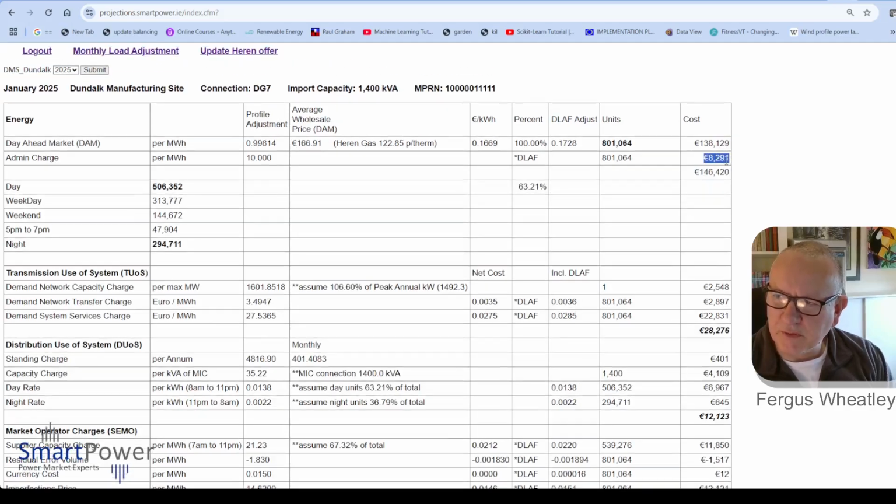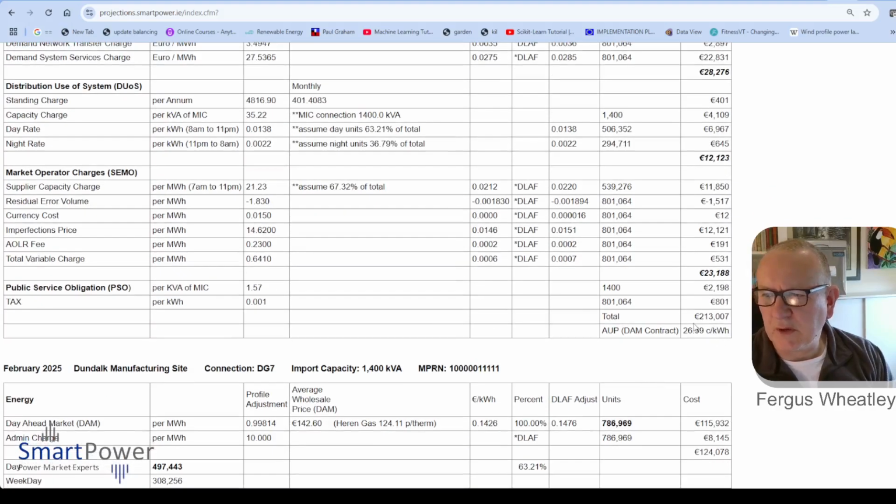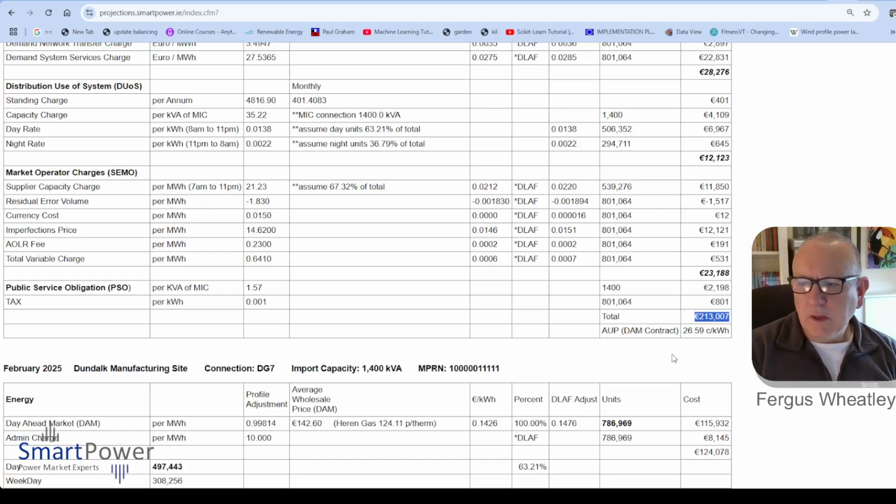The supplier will get this price, and then your transmission operator will get this amount, etc. So anyway, the different charges here: transmission, distribution, market operator, and then you get your public service liability and your tax. So that all adds up then to 213,000 euros at an average unit cost of 26.59.